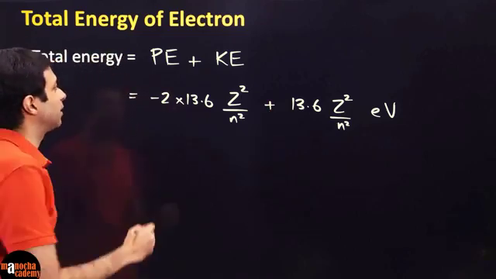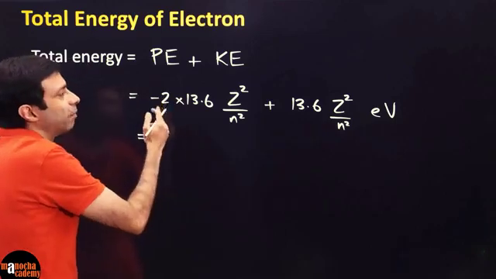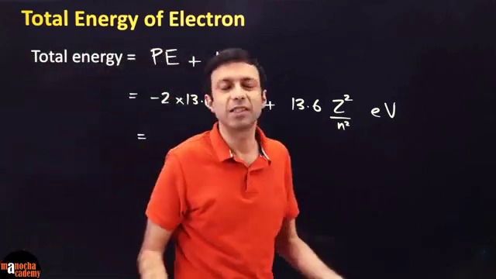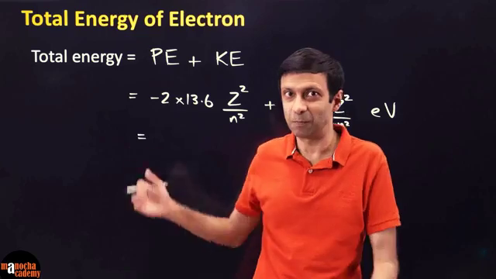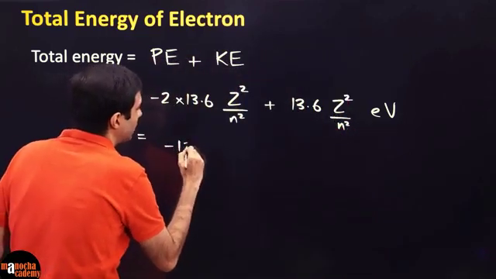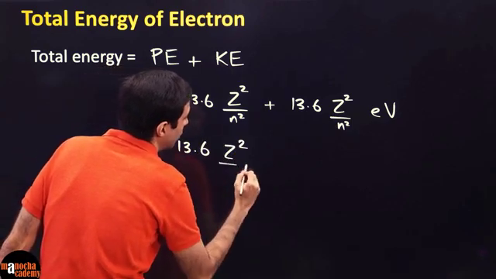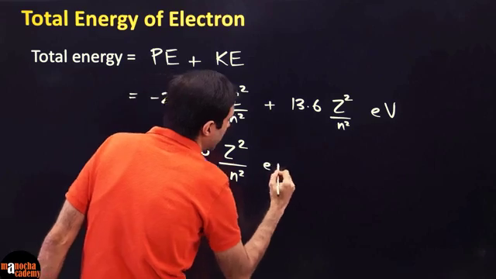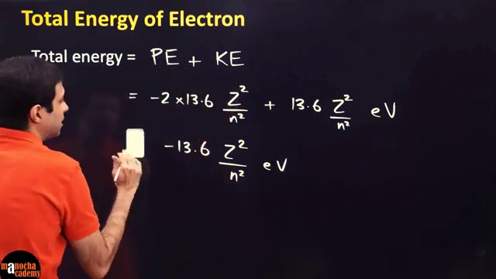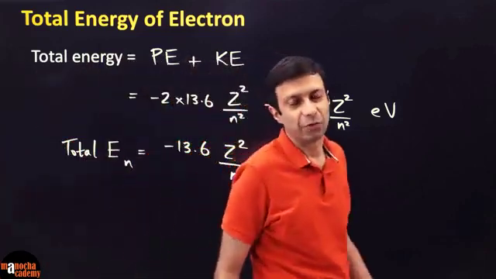So you can see that there's a minus 2 and this entire term is same. So it's like a minus 2x plus x. So obviously you'll be left with a minus x. So we are left with minus 13.6 times Z square by N square electron volts. This is the total energy in the nth shell of the atom.